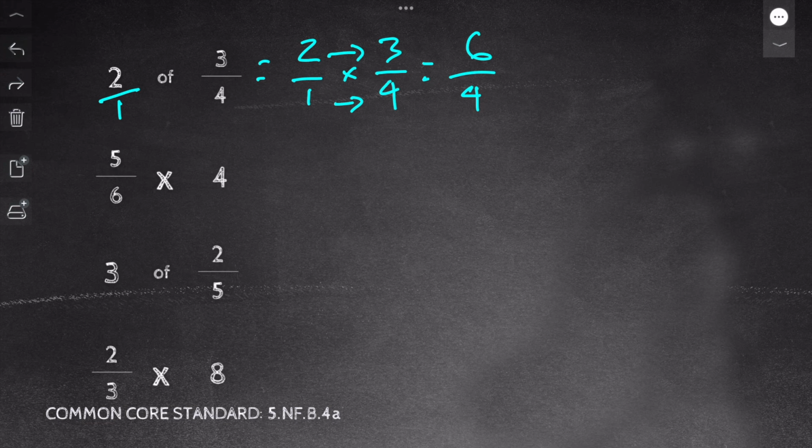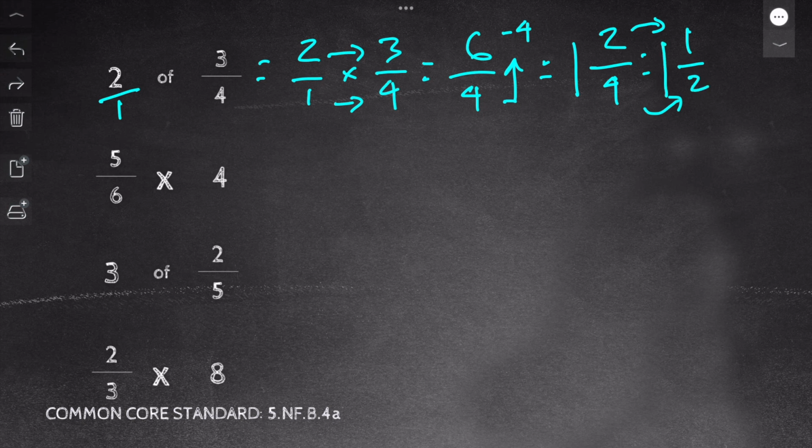Now I have a situation where I have an improper fraction and I need to convert into a mixed number. So 4 can go into 6 one complete time, and then 6 minus 4 is 2. So I have 2 left over, and then I keep my denominator. I notice I can simplify my fraction once again into simplest terms. 2 divided by 2 equals 1, and 4 divided by 2 equals 2. So my answer is 1 1/2.